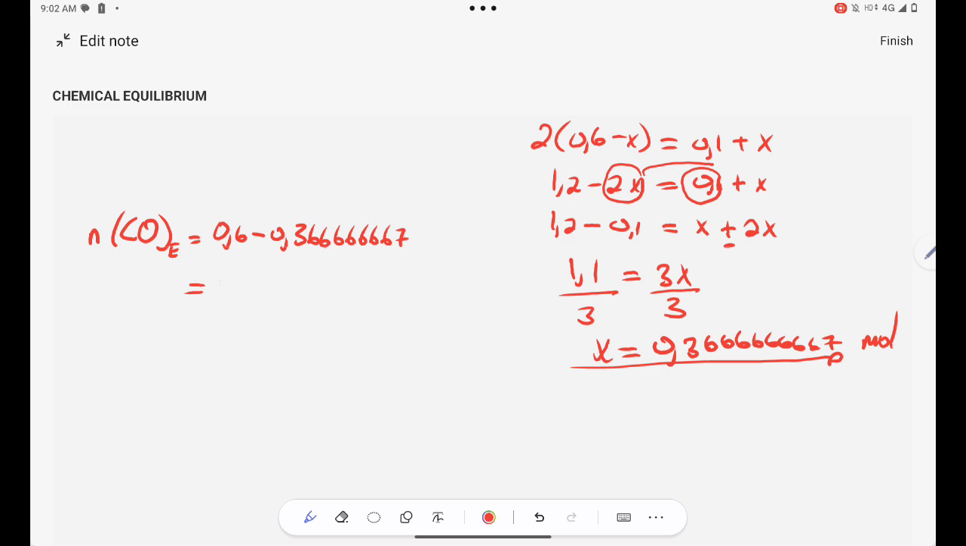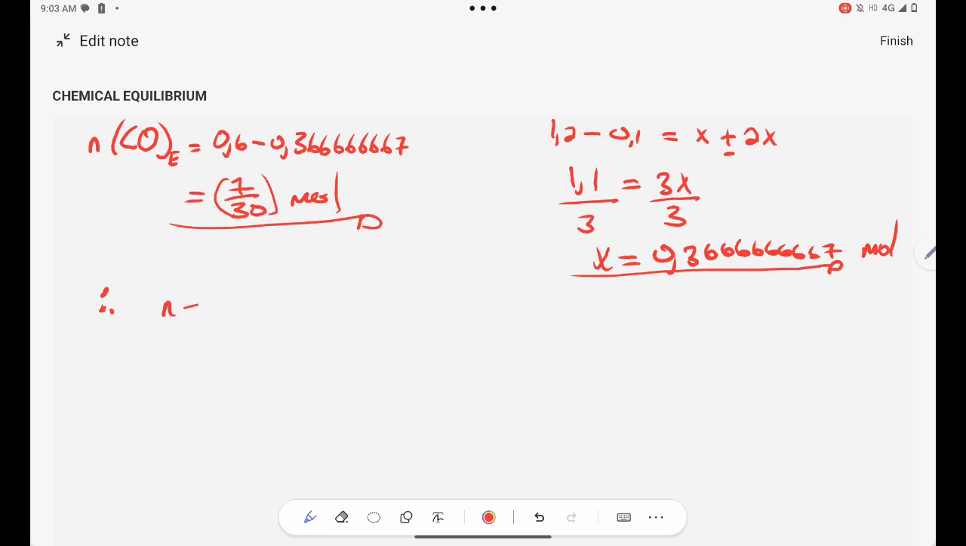I'll simply get the number of moles to be 0.2333333. It's just recurring. So let me just write it as a fraction, guys, just to prevent making mistakes. So this is the amount of moles present at equilibrium. Are you together? So therefore, for me to find the mass of carbon monoxide, I know that number of moles is equal to the mass divided by the relative molecular mass. The number of moles is just 7 all over 30.